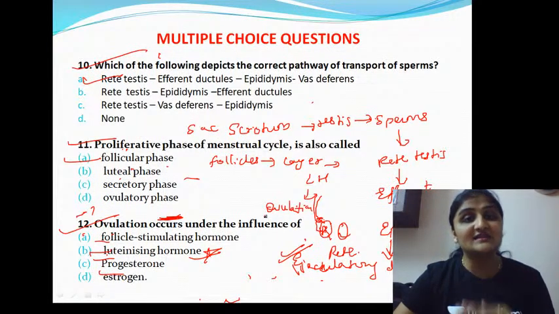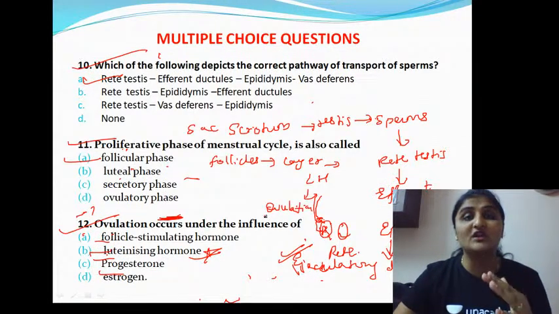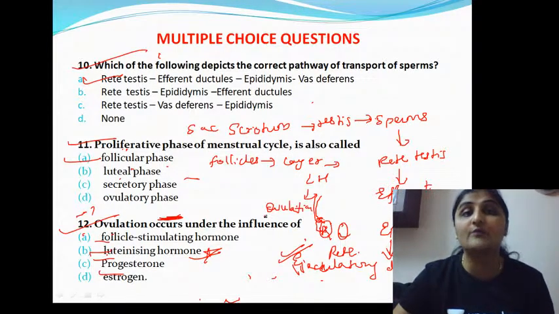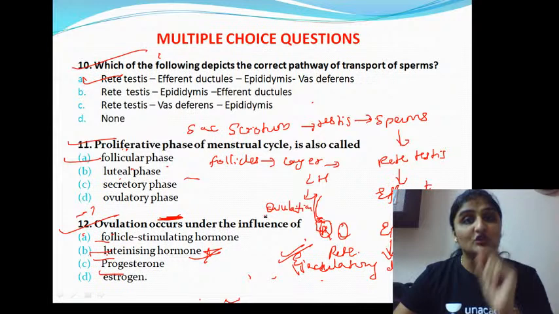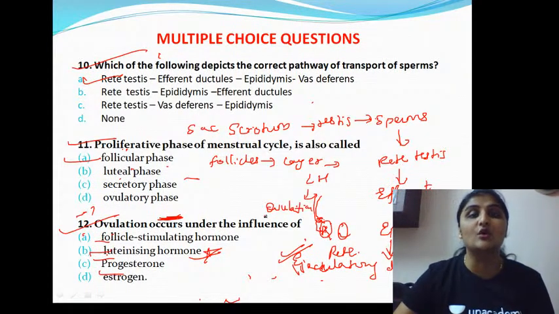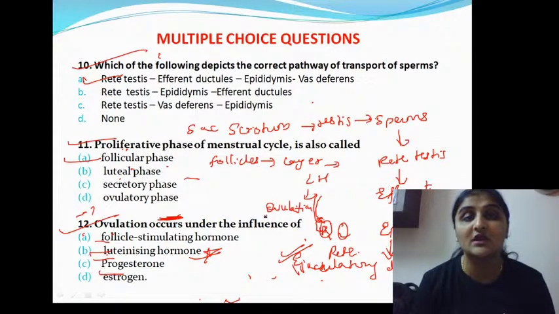And after the egg is mature, we don't need FSH anymore. For ovulation, ovulation meaning what? The mature egg or ovum has to come out from the ovary into the fallopian tube. So to bring that out, we need LH hormone, students. That is called luteinizing hormone. So for ovulation, we need LH hormone. For the formation of the follicle around the mature ovum, we need FSH hormone.